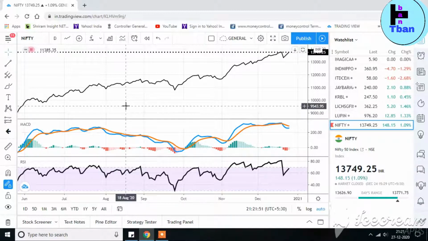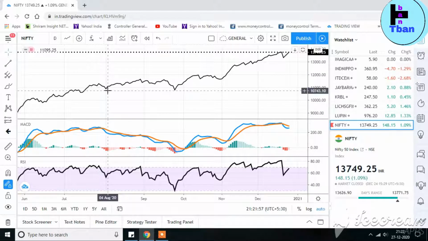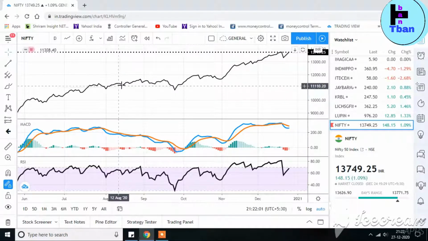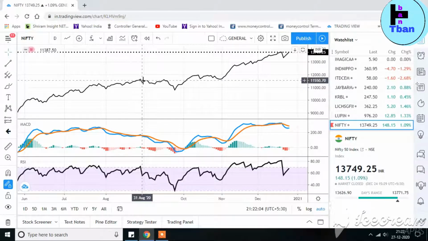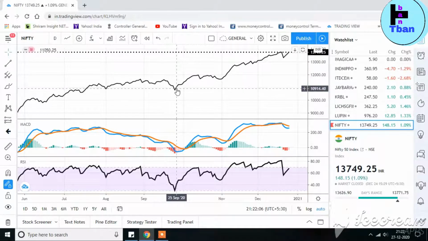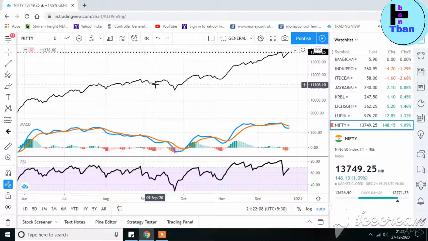Here you also observe particularly this point. The Nifty is rising and here the Nifty is falling. But in these situations, no divergence is seen. So here I never take any entry from this point.